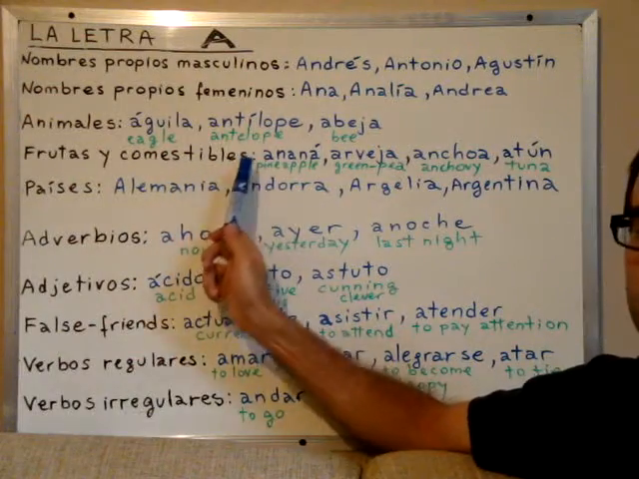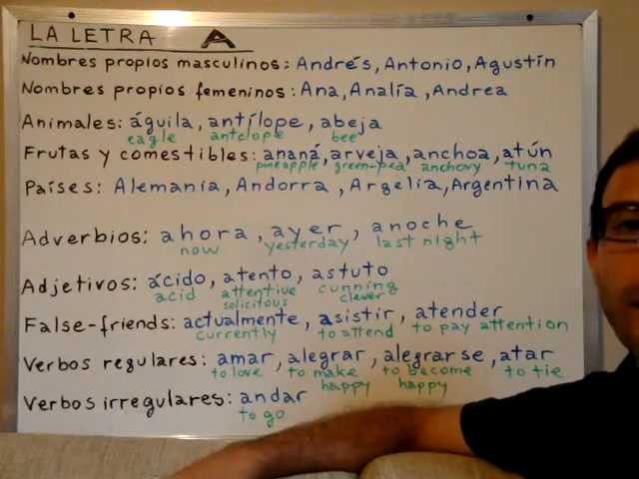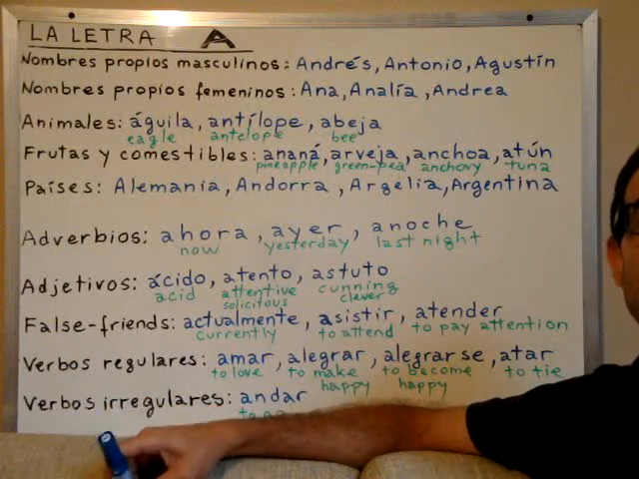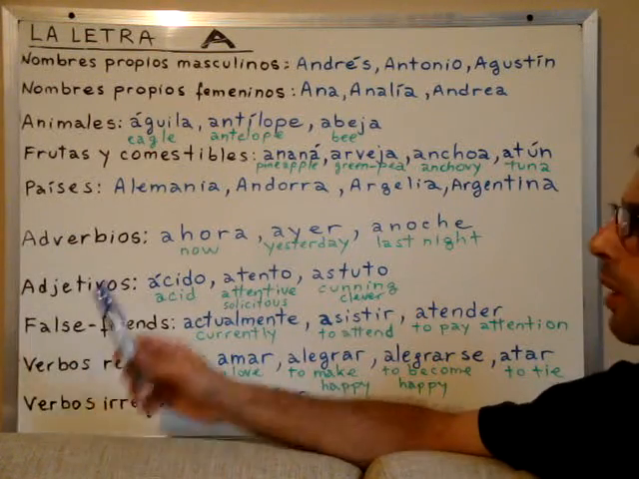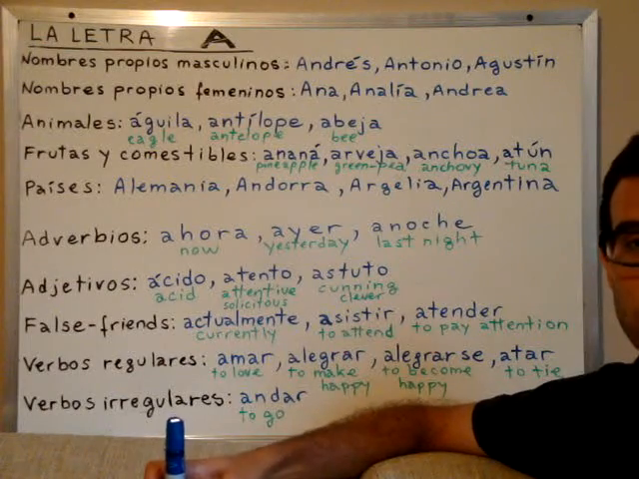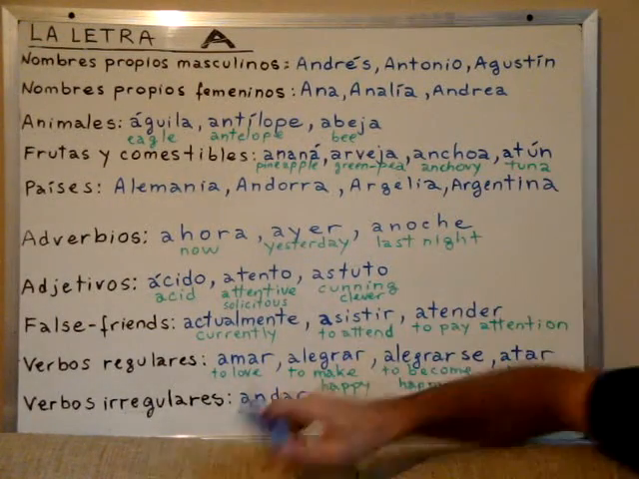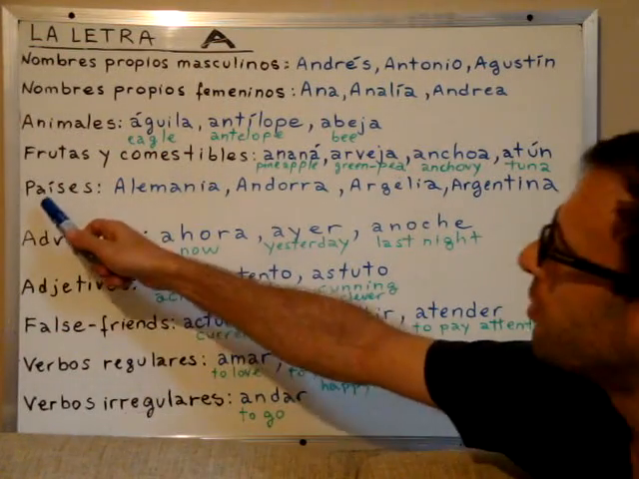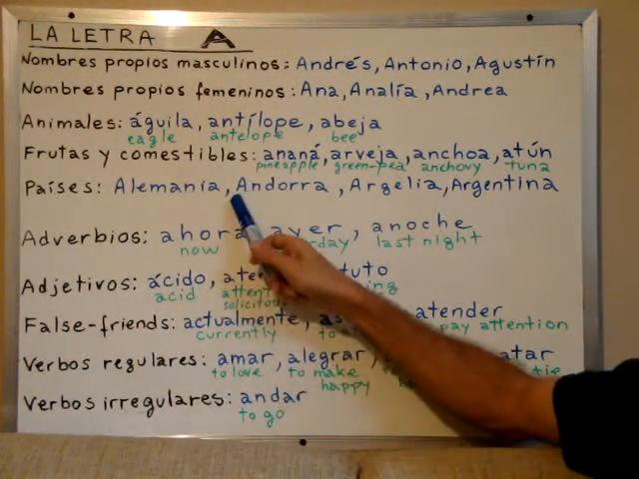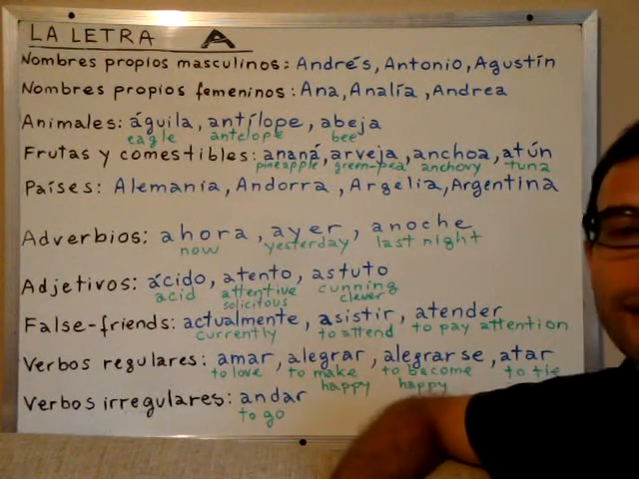Frutas y comestibles. We can say ananá for pineapple. But there is another word for pineapple, which is used in Spain and some other Latin American countries, which is piña. Piña, but it begins with P, so I won't say anything else about it now. Arveja, arveja is a green pea, right? We have anchoa, which is an anchovy, and atún, atún is tuna, the fish. For countries, países, we have Alemania, which is Germany, Andorra, Argelia, and Argentina.